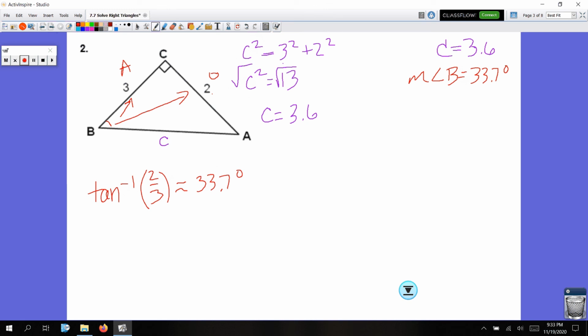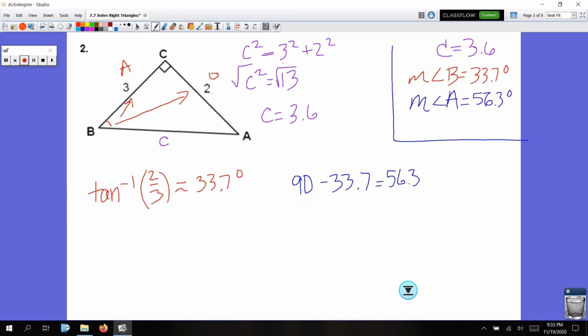All we need to do to find the measure of angle A is subtract. So 90 minus 33.7 gives us 56.3. 56.3 degrees. All right, totally cool. Now this triangle's all solved. Let's check out another example where we're not missing the hypotenuse.